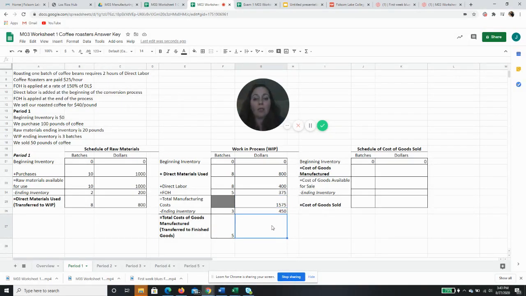Okay, so if I take those manufacturing costs of $1,575 and I subtract my ending inventory, I end up with total cost of goods manufactured of $1,125. That is the costs that relate to the goods I finished, and I'm going to transfer over to finished goods.